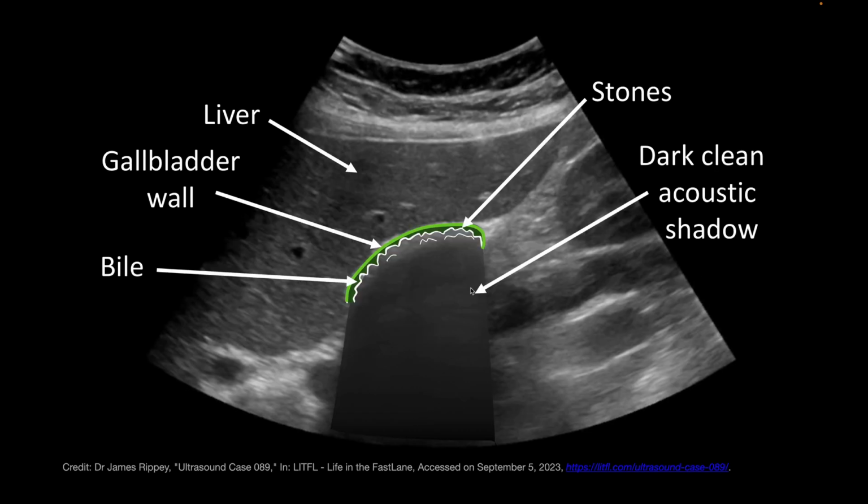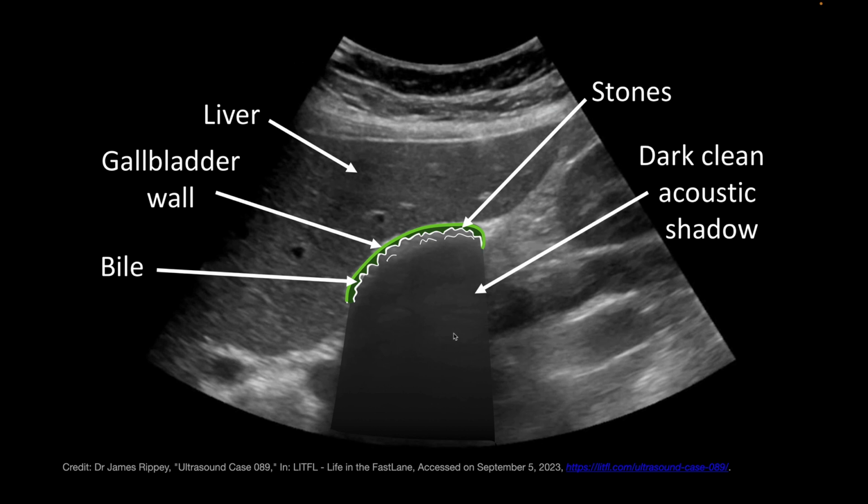So when you see a gallbladder that's completely full of stones, it can be really hard to see because it doesn't have that nice black appearance. Here's the wall as the green line, there's a thin rim of bile, and then there's this hyperechoic bunch of stones which are packing the gallbladder completely full and making it impossible to see anything deep to it.